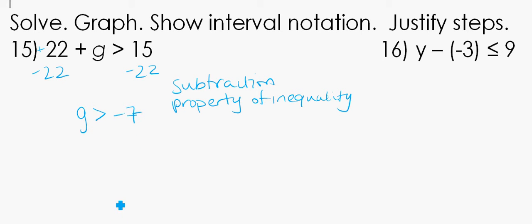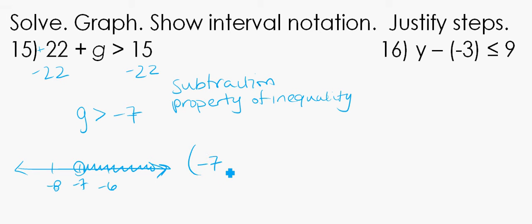We're going to go ahead and graph our solution here in the directions it asks us to graph. So we draw a number line, put 3 numbers on it, negative 8, negative 7, and negative 6. It's not included, so we put an open circle and we shade all the values greater. In our interval notation, we're going to start with the smallest number, which is negative 7. We do not include it. That means we put a parenthesis and we go off to infinity.